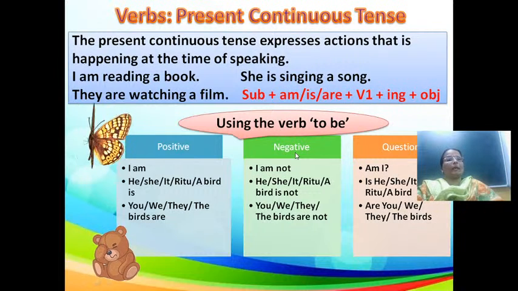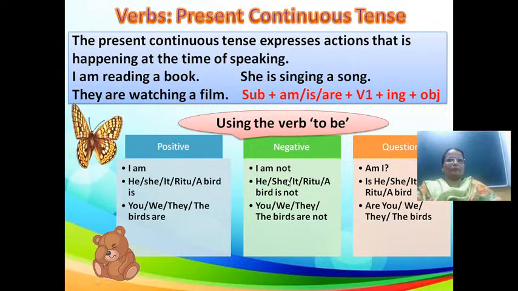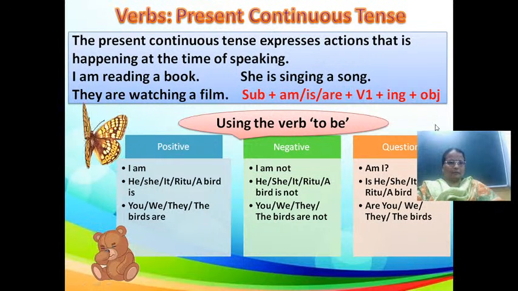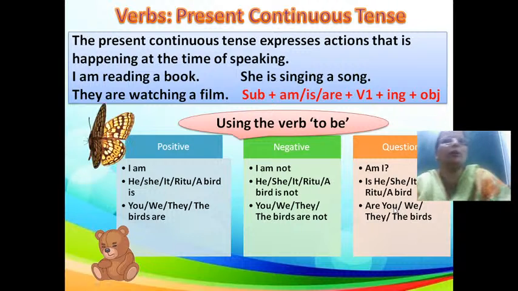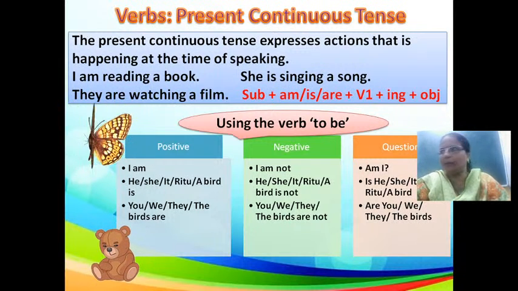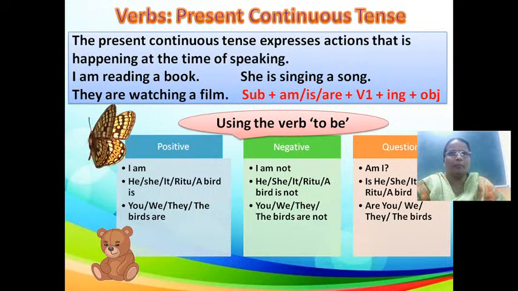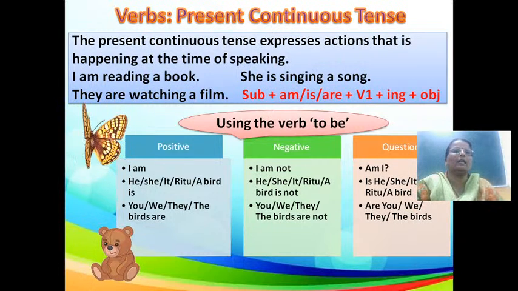Now, if you want to form a negative sentence in present continuous tense, what will you do? Very simple. Just add not with this am, is, are. Here you see subject plus am, is, are plus not plus ing form of the verb and object. Add just one not with the helping verb. For example, I am not reading a book. She is not singing a song. They are not watching a film.